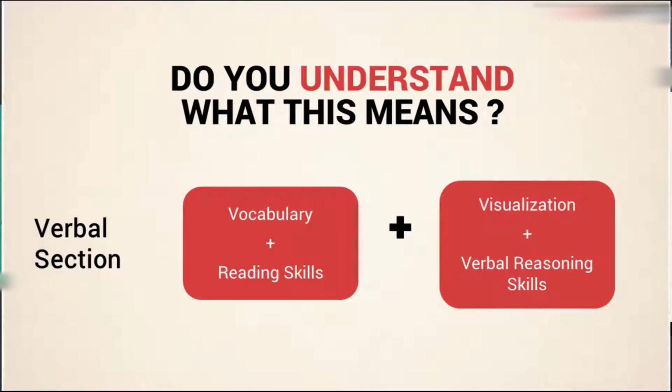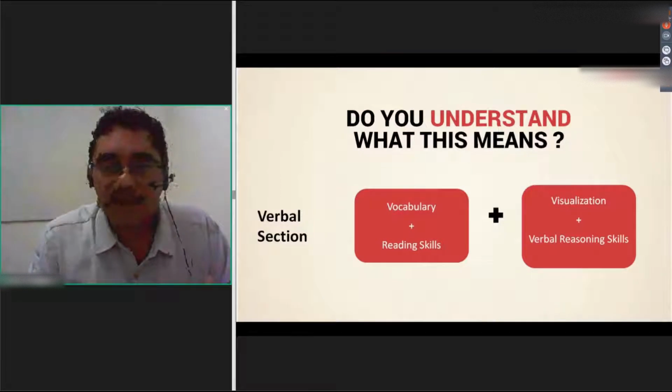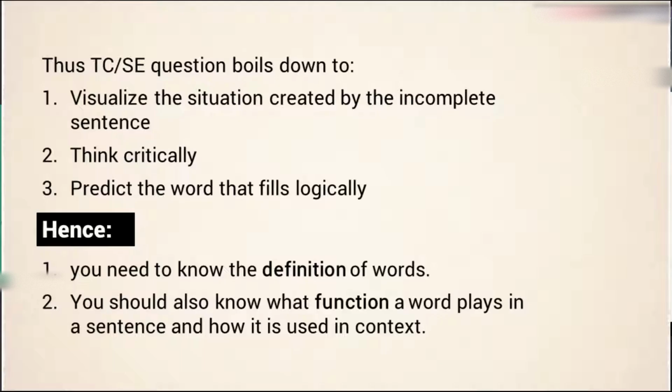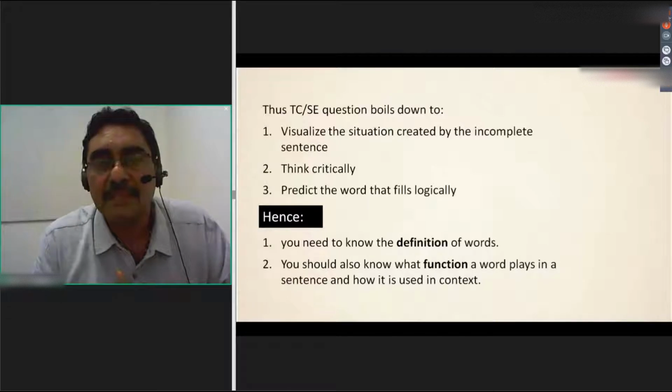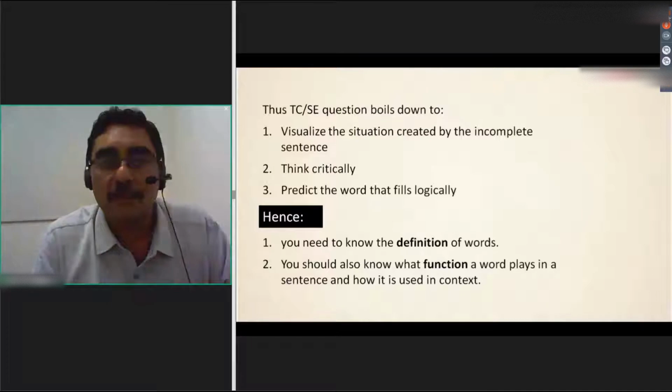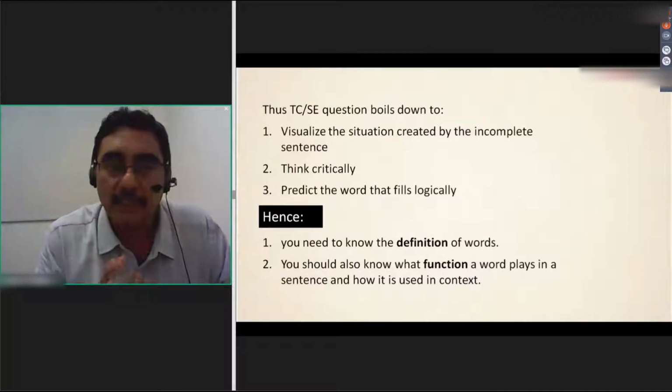So I hope you now understood what I meant by visualization and verbal reasoning skills. We'll see more. This is where the TC, the text completion question, and the sentence equivalence questions, two important questions in the GRE, come in. This is where you'll need vocabulary. But as we saw now, you'll have to visualize, think critically, and then predict the word.